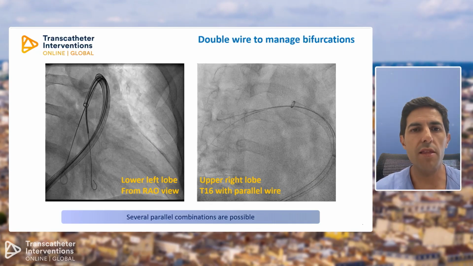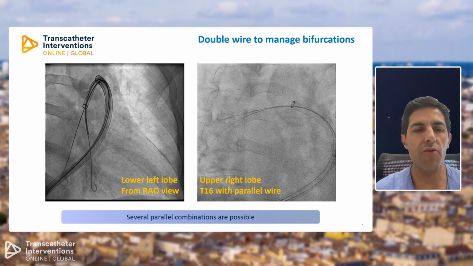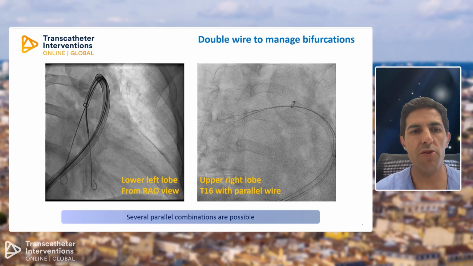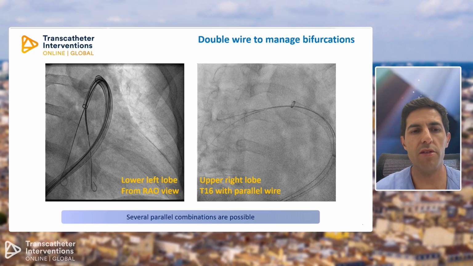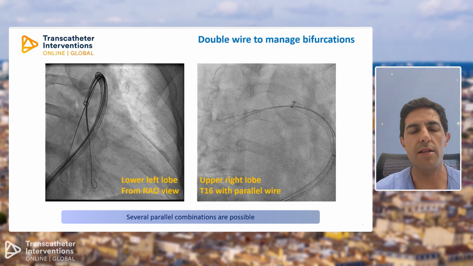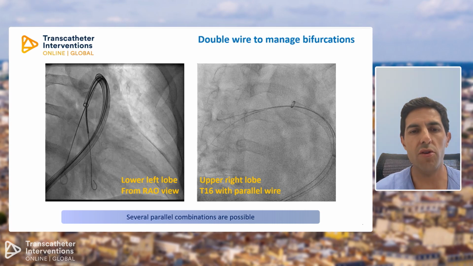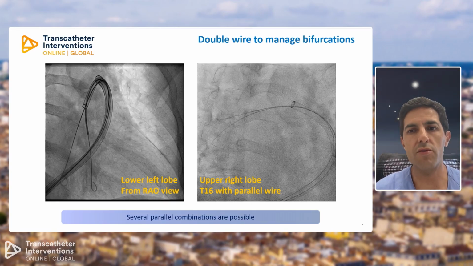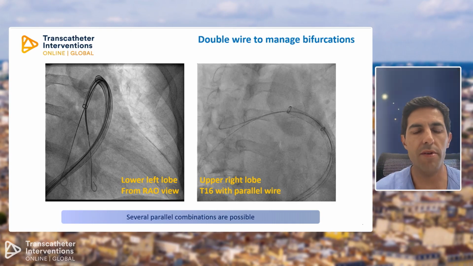Also, you can use double wiring to manage bifurcation. You already saw this aerial view of the left lung to go for a more anterior artery. Usually you have 2 or 3 branches here, one more anterior, one intermediate, one posterior. And sometimes you are not getting the thrombus back in, and it's just because the wire is not oriented. And also I use this frequently to get to the truncus anterior or the upper left lung.